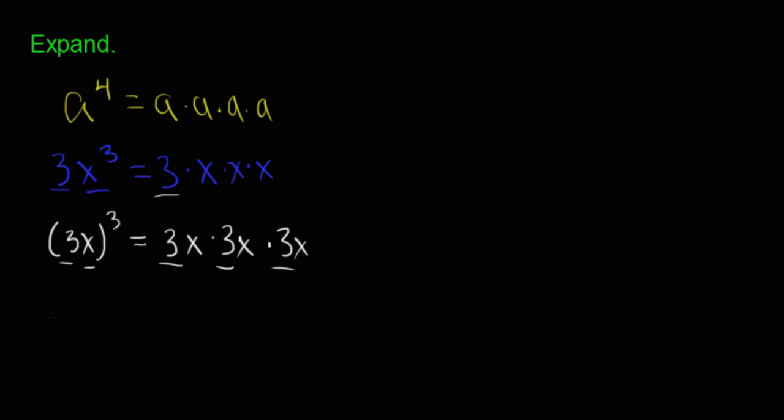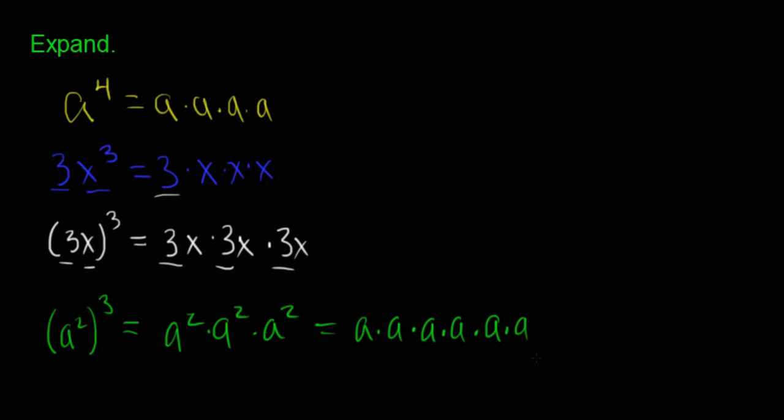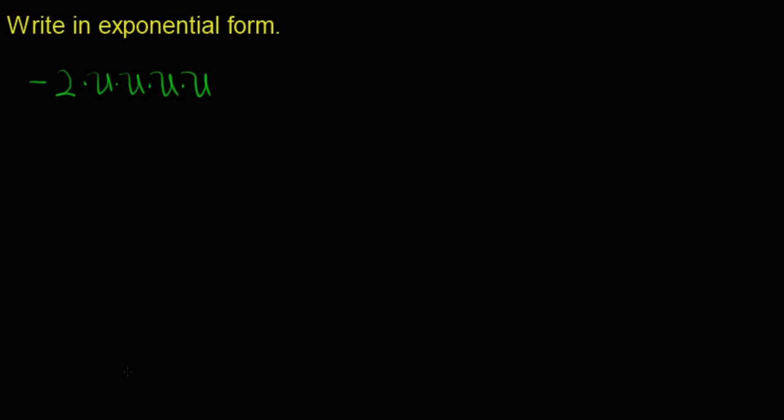Feel free to pause video. I have a squared cubed. So that's a squared times a squared times a squared, which equals a times a times a times a times a times a, 6 a's. You might want to make a note that these exponents in this case are not adding but multiplying.